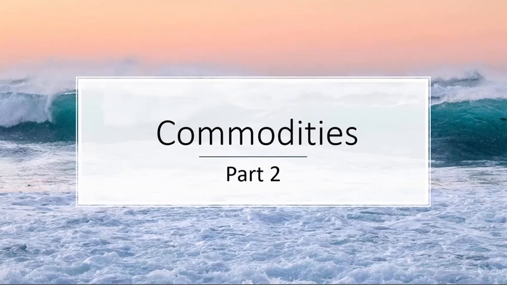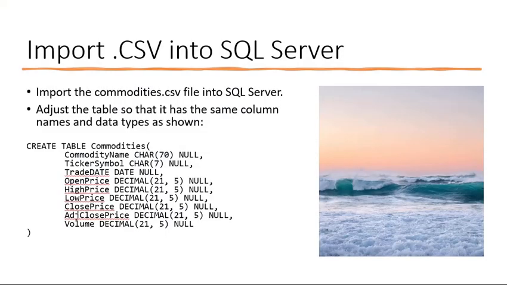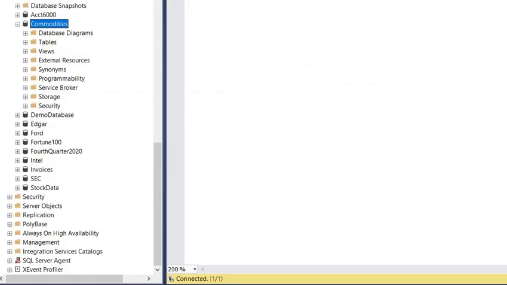Here in the commodities video, part 2, the focus is going to be on bringing the flat file for commodities into the database. So we import the .csv file into SQL Server, and we are going to change the names of the attributes and the data types as shown below. Let's go ahead and import this .csv file into SQL Server.